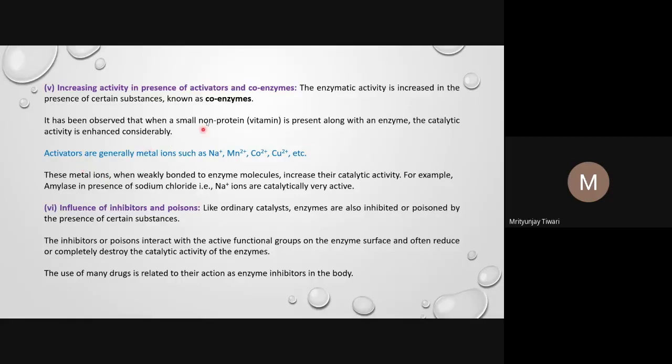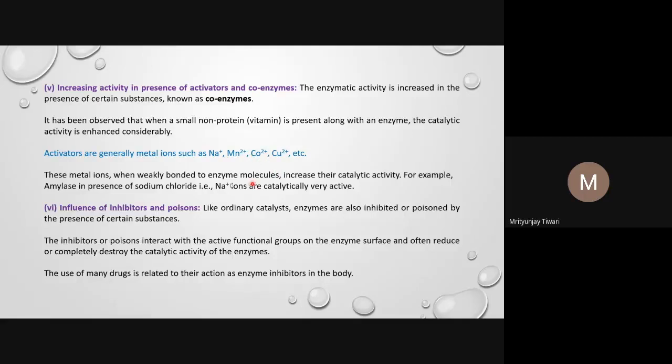And some of the activators are metal ions, such as the Na plus ion, Mn2 plus ion, cobalt 2 plus ion, and copper 2 plus ion. As I said, cytochrome P450 contains copper ion. Some activators are also iron 2 plus and so on. These metal ions, when weakly bonded to enzyme molecules, increase their catalytic activity.